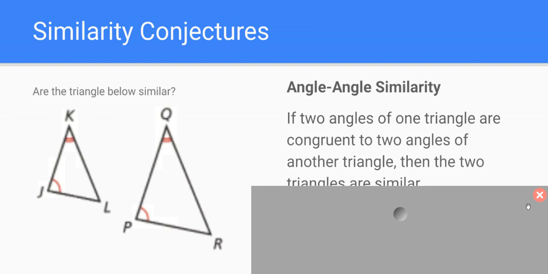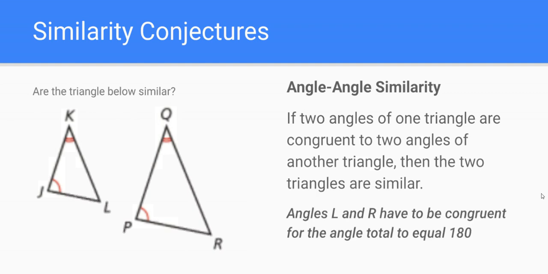Where it doesn't work with congruence, it does work with similarity. If two angles in one triangle are congruent to two angles in another, then the triangles are similar. And because we know L and R have to be congruent, for the totals to equal 180. So angle-angle is a similarity conjecture, but not a congruence conjecture. All right, so if you know two angles are congruent, then the triangles themselves are similar.